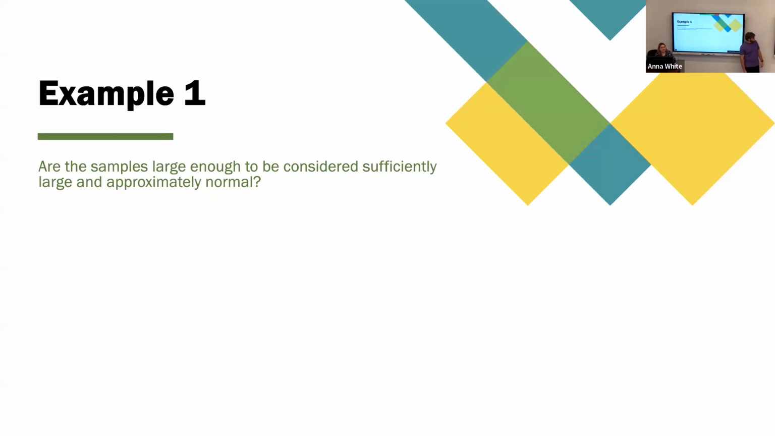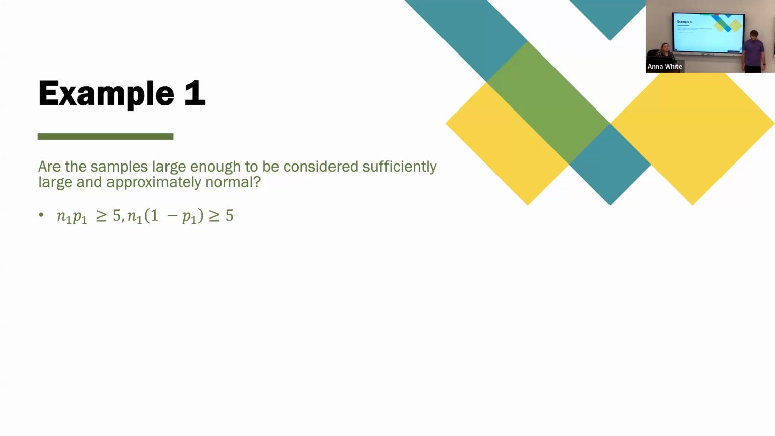Finally, the last one, the fun one: we need to know whether or not our two samples are considered large enough, sufficiently large and approximately normal, which is very important in statistics. This assumption really is going to determine whether or not we can say our results are reliable, so it is important that we check it. And here's the formula.